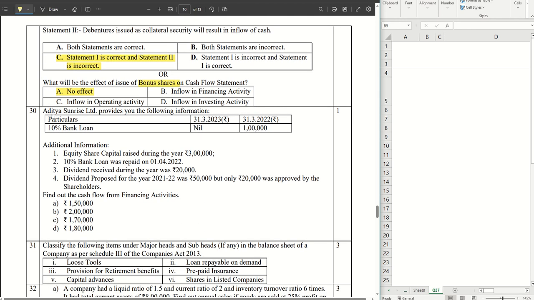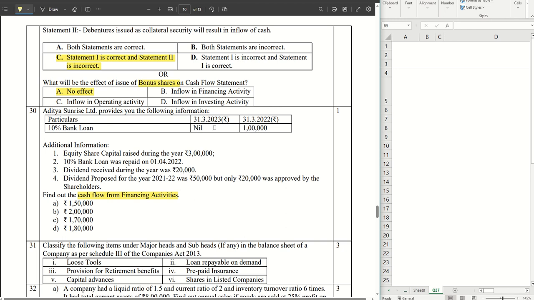Let's move on to the last question that we have. Aditya Sunrise Limited provides you the following information. We have, as per the statement, a 10% bank loan, and as you can see, at the beginning of the year the company had 1 lakh worth of bank loan, but that was repaid at the end of the year. Repaid, right? Nothing is remaining. We have additional information given to us. We are required to calculate the cash flow from financing activities. Let's do it one by one. From the top, let's start.